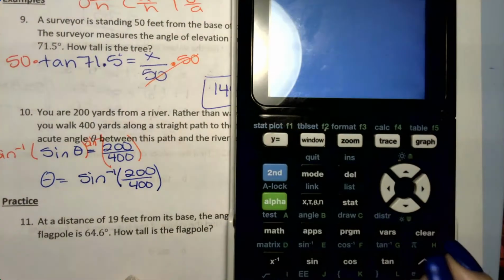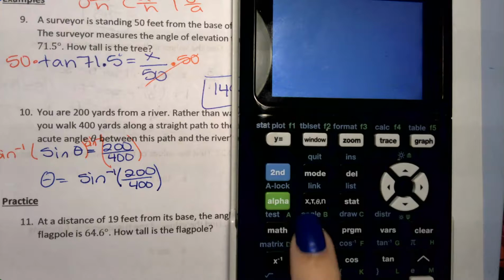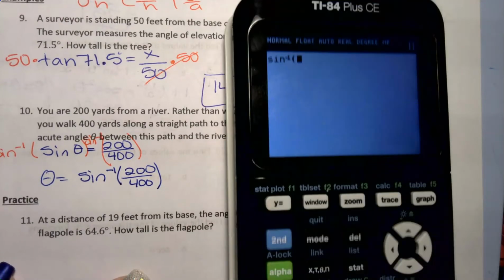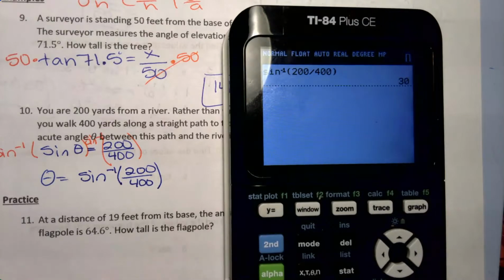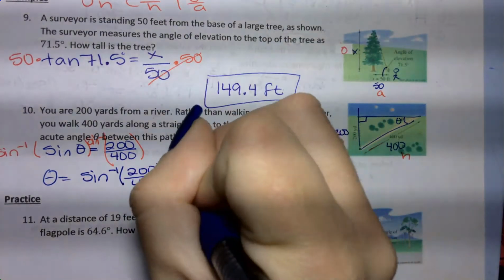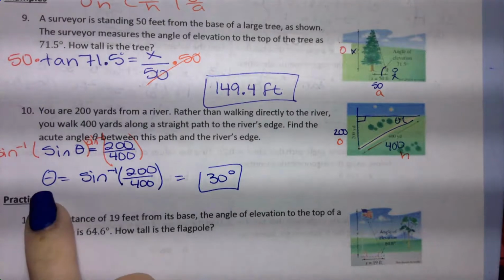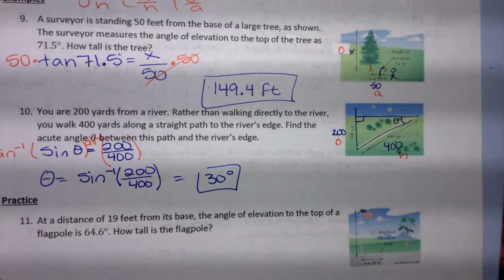If I notice above sine, cosine, and tangent, there are little blue words on my calculator. I can't remember what color they are on the school ones, but they are a different color. They should be the same color as your second button. You just press second, and I want the sine inverse, which is right above my sine. So I press that, and then I just type in my fraction, 200 divided by 400, which gives me 30. So my answer here is 30 degrees. Whenever I'm looking for theta, I should always give my answer in either degrees or radians. This question didn't specify, so it's okay to give it in degrees.